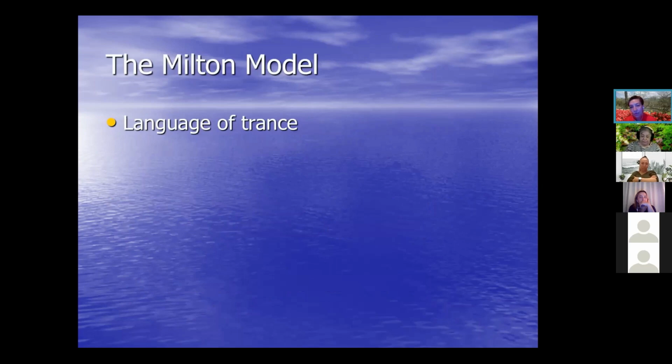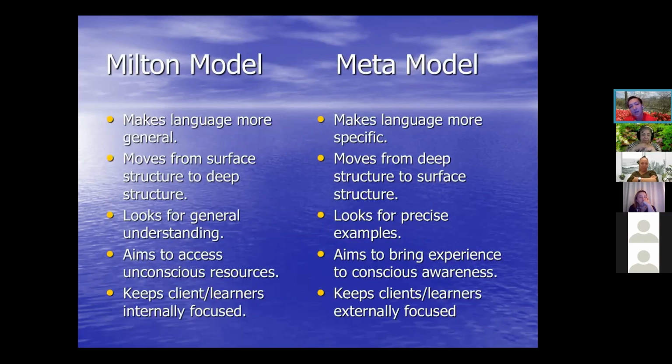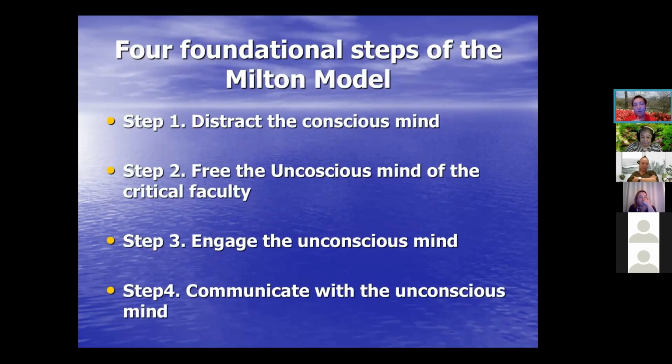The language of trance, the Milton model. Some examples would be, first of all, four foundational steps of the Milton model. What do we do in the Milton model? We distract the conscious mind. And then we free the unconscious mind of the critical faculty, engage the unconscious mind, and communicate with the unconscious mind.